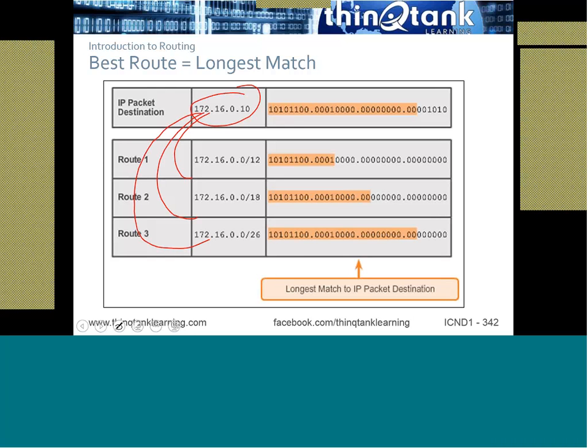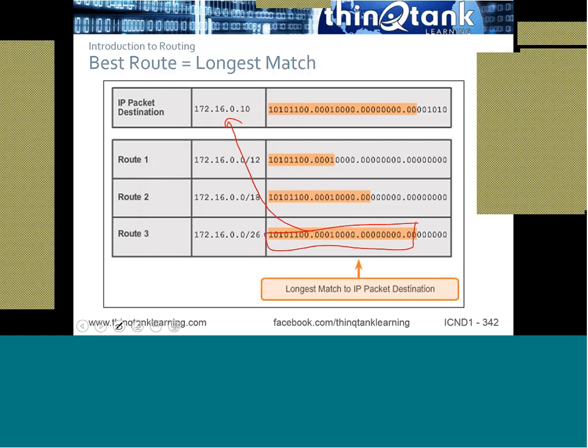And the best match is based on how many bits in the network ID match how many bits in the actual packet being routed. The highlighted portions of those addresses that you see there are, in fact, the network bits, aren't they? There's 12 network bits here, there's 18 network bits here, there's 26 network bits here. Because these 26 network bits match the first 26 bits of the packet, that is what we would consider the longest match. All right? That was what we consider the longest match.